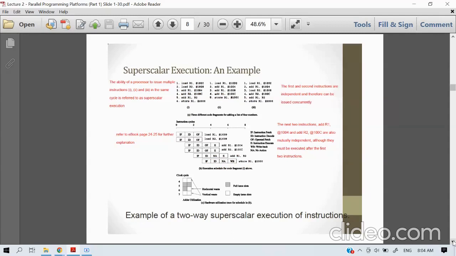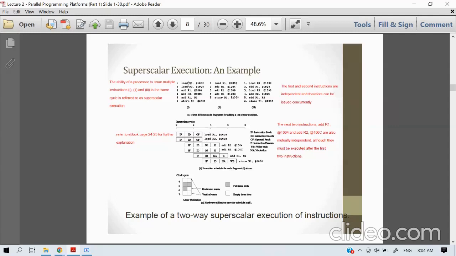Alright, so this is an example of superscalar execution. As you can see there, we have three different executions. However, these three executions do the same task: add the four numbers and then store the result into memory. So this is A, and at B you can see the execution schedule for the code fragment in A. Okay, so we take one example here.